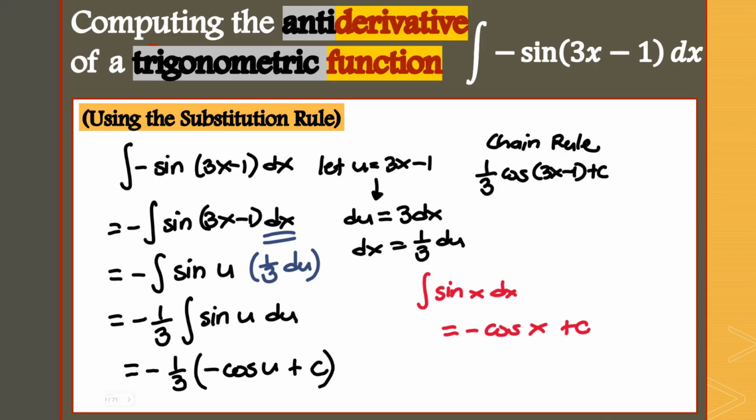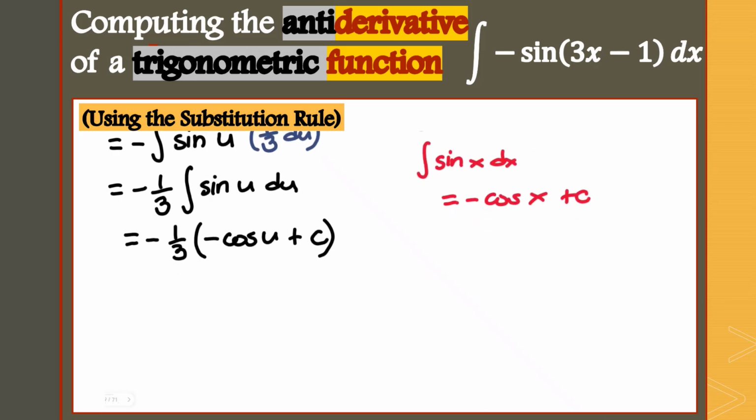Okay? Now with this, distributing negative 1/3, you will have here positive 1/3 cosine of u minus 1/3 c. But since c is just a representation for any constant, let's leave it plus c. This is the result after the substitution.